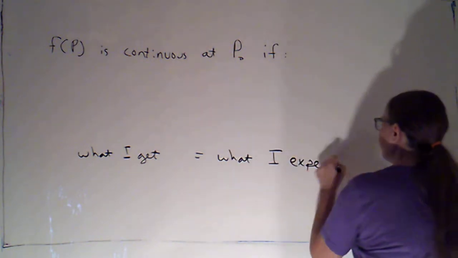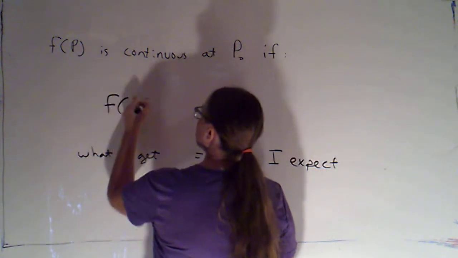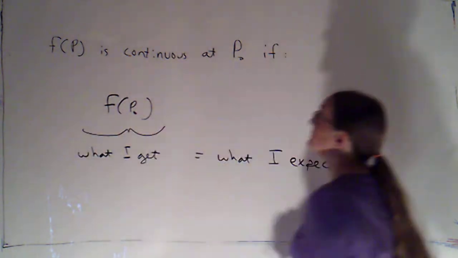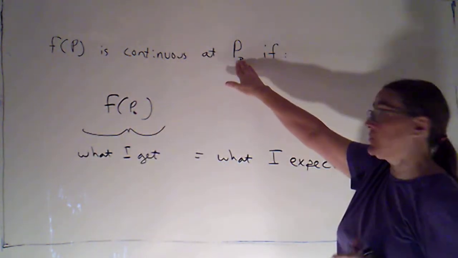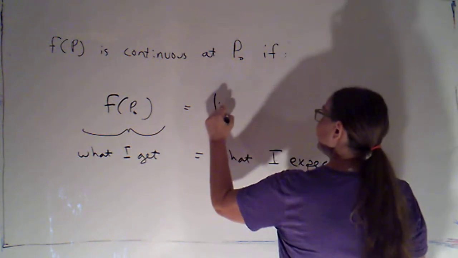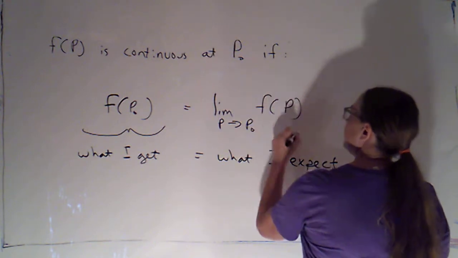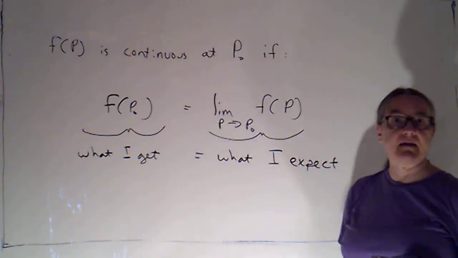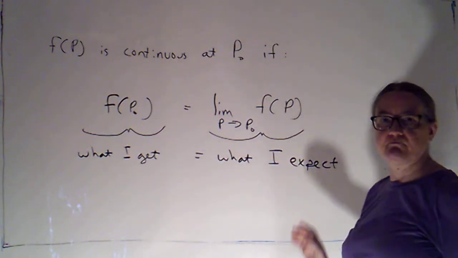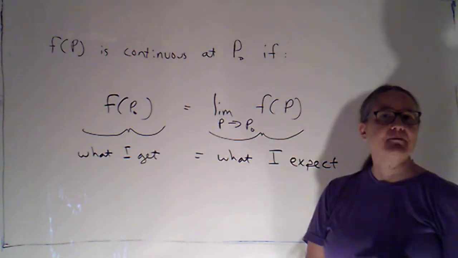But of course we want a more formal definition. What I get, that's just the output of the function. So that would be f at p naught. Okay, that's the point that we're concerned with. What I expect, well, that's the limit. So that would be the limit as p approaches p naught of f of p. So the function value is equal to the limit as we approach the point. Same definition we've seen before, just applied to a different type of function.